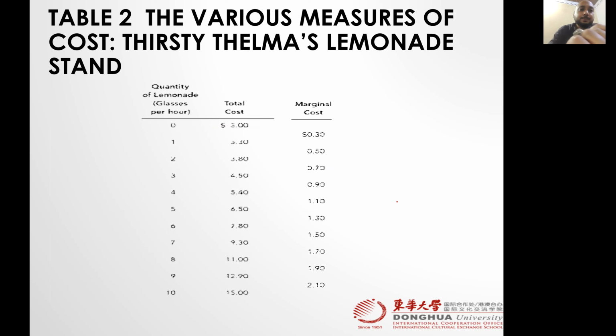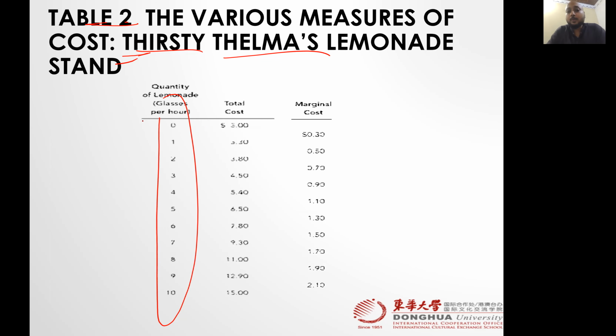Sorry, this is a new example here, which is Thirsty Thelma's lemonade stand. So he is producing per hour 0 glass, 1 glass, 2 glass, 3 glass, 4 glass of lemonade. Our total cost is 3, 3.3, 3.8, 4.5. So if I ask what is the fixed cost here, can you calculate? And what is the variable cost here? Can you calculate? Recall our discussion.